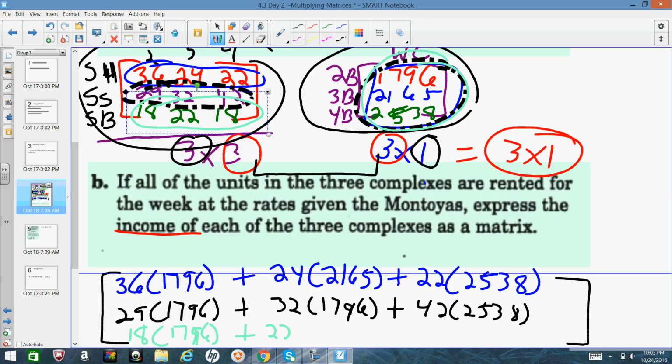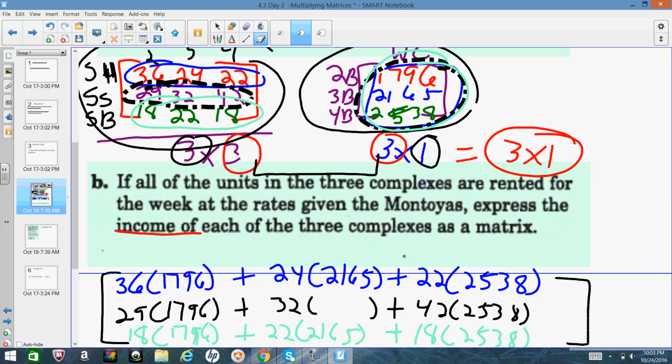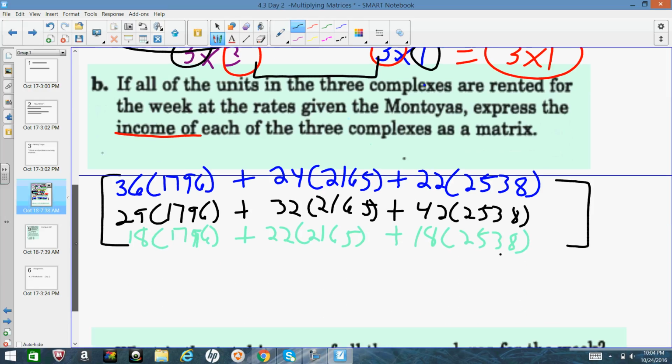plus 22 times 2165 plus 18 times 2538. And I just realized I made a mistake. I go right here, this 1796 should be the middle, so it should actually be 2165. So that's how I'm going to multiply them together.